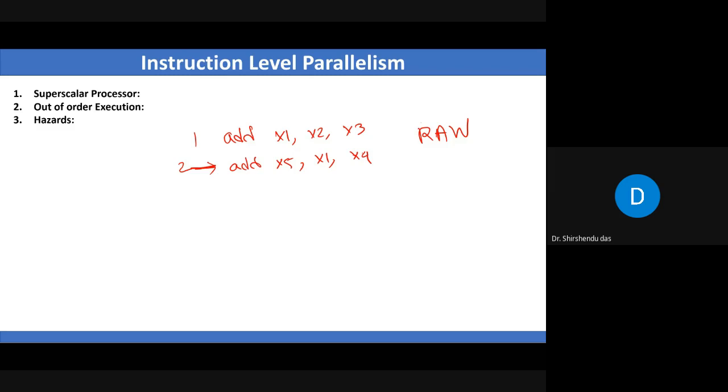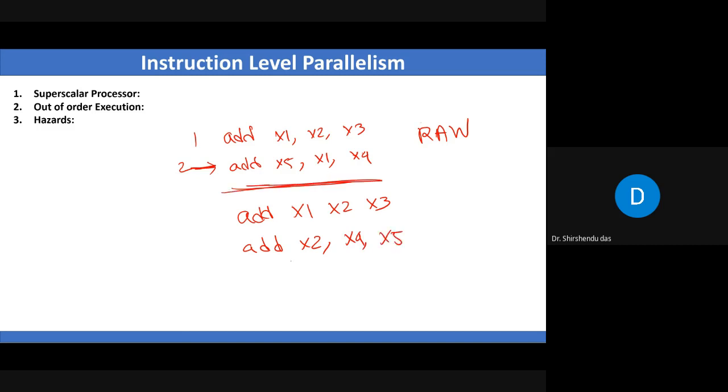Now, one more point. This is another example: add x1, x2, x3, and then add x2, x4, x5. Do you think there will be any issue here in the second example?